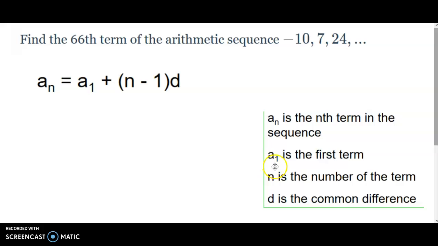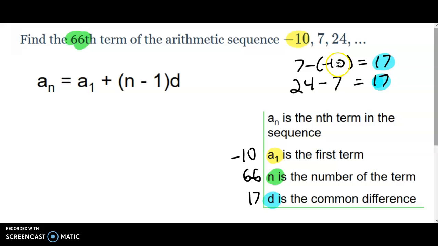You'll find the first term, which in this case is negative 10. Find the n, the number term you're looking for, which in this case is 66. And then find the common difference. How much is this going up by each time? Well, you do 7 minus negative 10, you see it's going up by 17. And just to make sure, you do 24 minus 7, and you get 17 as well. So you know it's going up by 17 each time.